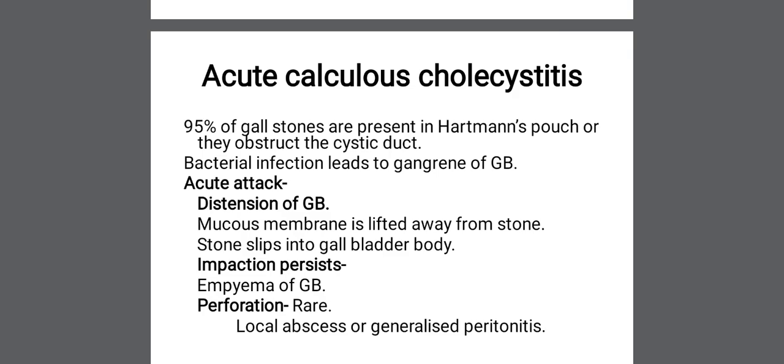The sequel to an attack of acute cholecystitis is distension of the gallbladder. When it reaches a certain degree, the mucous membrane will tend to be lifted from the sides of the stones, and therefore the stone may slip back to the body of the gallbladder, and mucoid or mucopurulent content of the gallbladder escapes through the cystic duct.